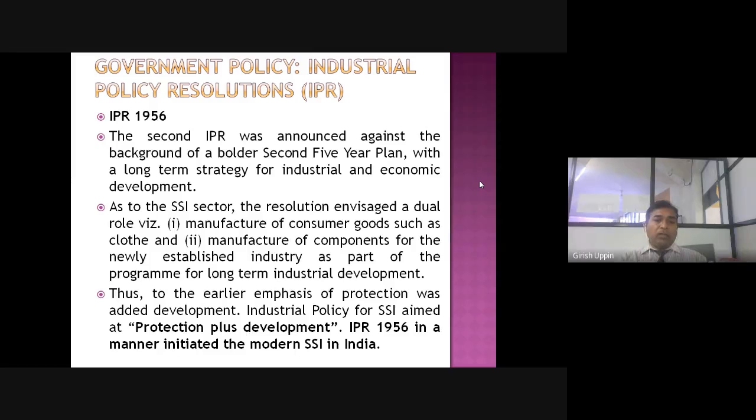Thus the earlier emphasis on protection was joined by development. Industrial policy for SSI aimed at protection plus development. So this particular 1956 IPR was focused on protection as well as development. IPR 1956 in a manner initiated the modern SSI in India. That vision of IPR 1956 laid the foundation for today's modern small scale industry sector.